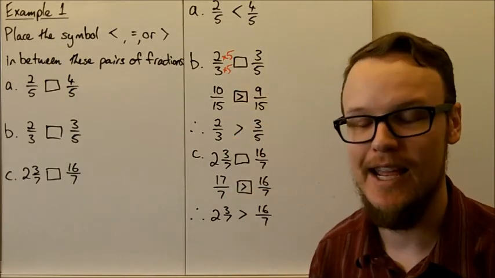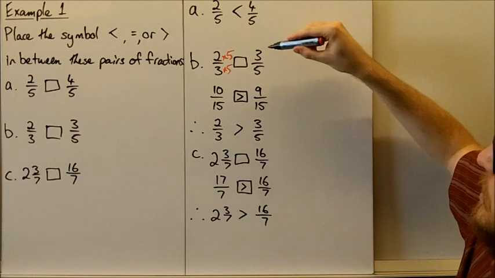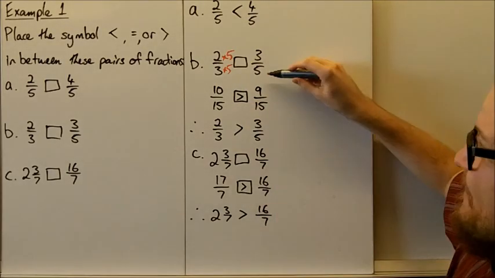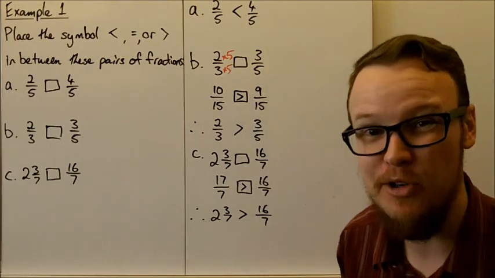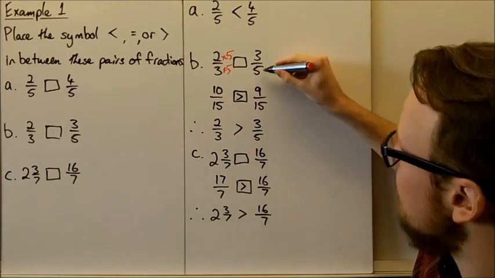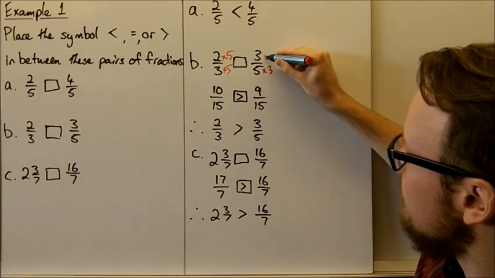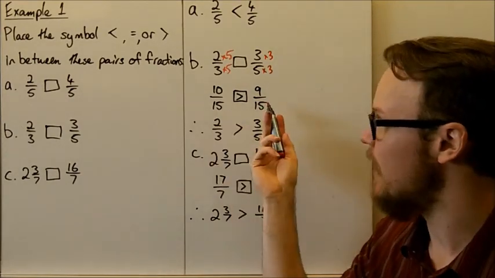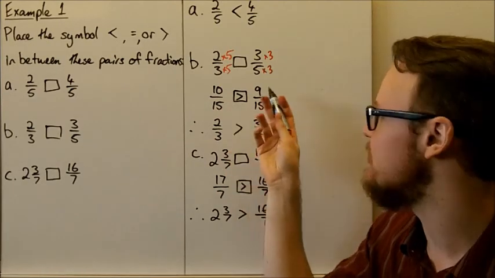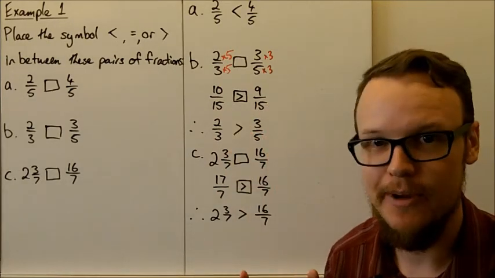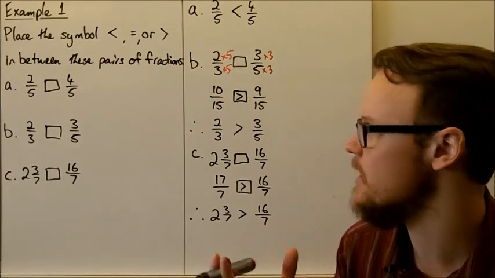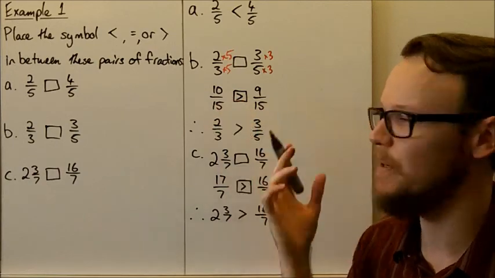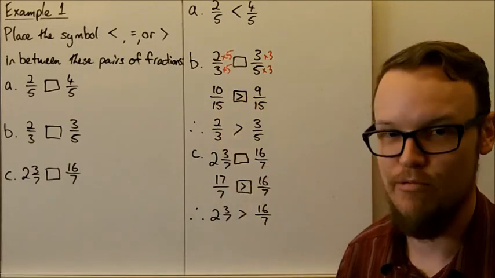So that'll be 10/15. I need to do the same thing to our other fraction, but to get 15 as the denominator here, I need to multiply by 3. So I need to do the same to the top and bottom, multiply by 3, multiply by 3, and I get 9/15. So 10/15 and 9/15 can now be easily compared. It's the same denominator, so it's the same sized part, same number of parts that we've divided it up into. So 10 is bigger than 9, so we can put the greater than symbol.